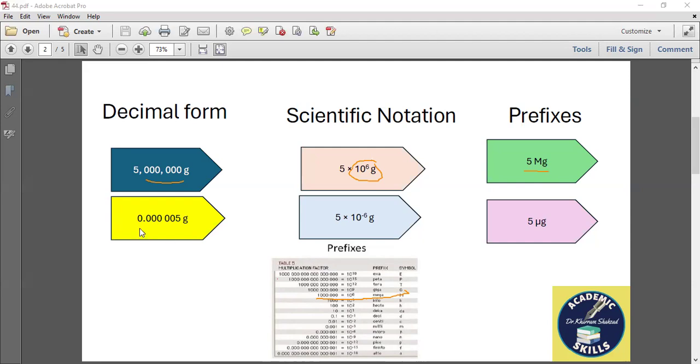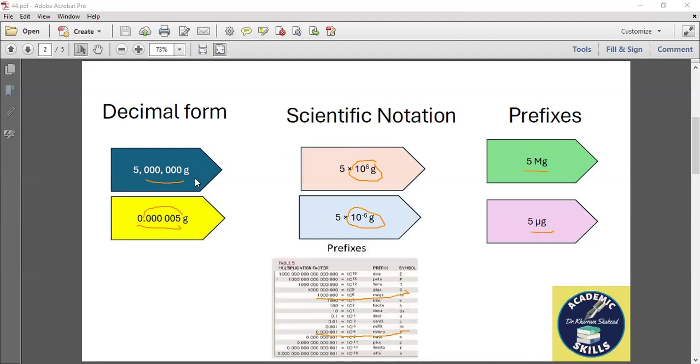So when you have very small values like that, you want to move digits from here to here. You can count the values 1, 2, 3, 4, 5, 6, so you can write it as 10 raised to power minus 6. This is scientific notation, and you can also see the table, and you can see that 10 raised to minus 6 is micro. So you can write it as microgram.